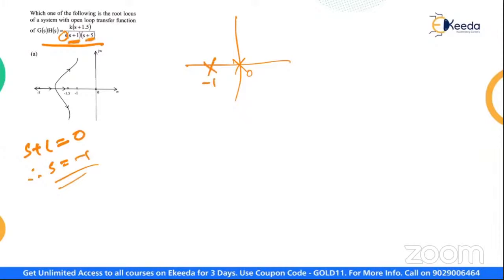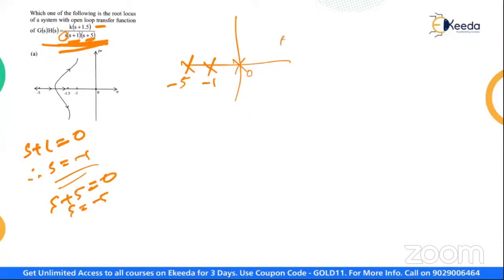Similarly, the third pole is s plus 5 equal to 0. You will get s equal to minus 5. So this is going to be the third pole. Correct or not? Yes. Now see, you have got 3 poles and only 1 zero in the numerator, which means that two poles will end up at infinity. Means there will be asymptotes.